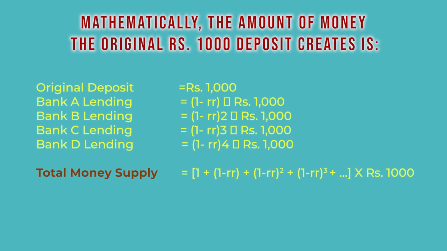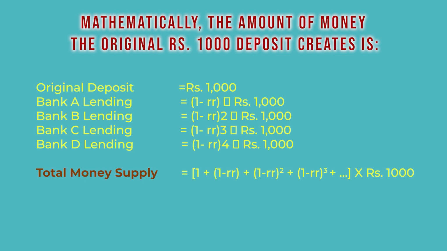the amount of money in the original deposit was 1,000 rupees. So the original deposit was 1,000 rupees. Bank A's lending was (1 minus the reserve deposit ratio) into 1,000 rupees. Bank B's lending was (1 minus reserve deposit ratio) whole square into 1,000 rupees. And this continued. So the total money supply in the economy basically would be 1 plus (1 minus RR) plus (1 minus RR) whole square plus (1 minus RR) whole cube, till an infinite series, into 1,000 rupees.